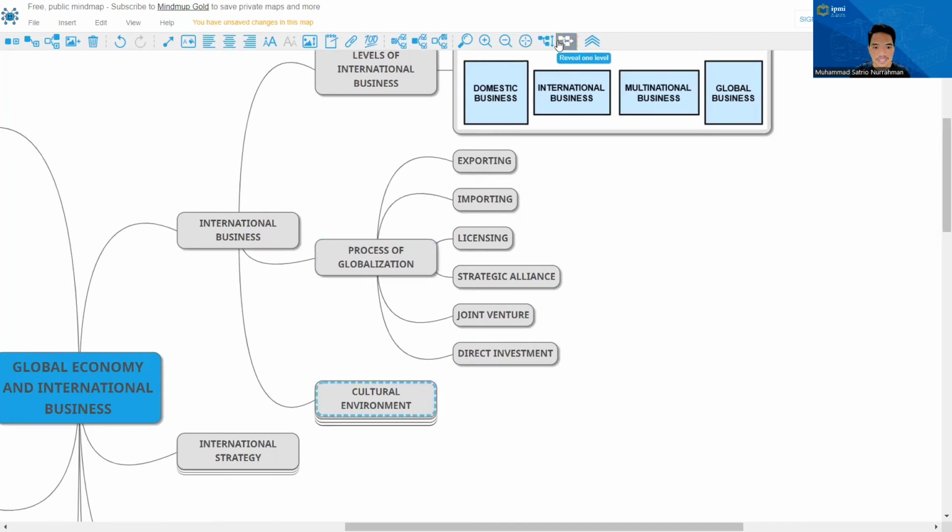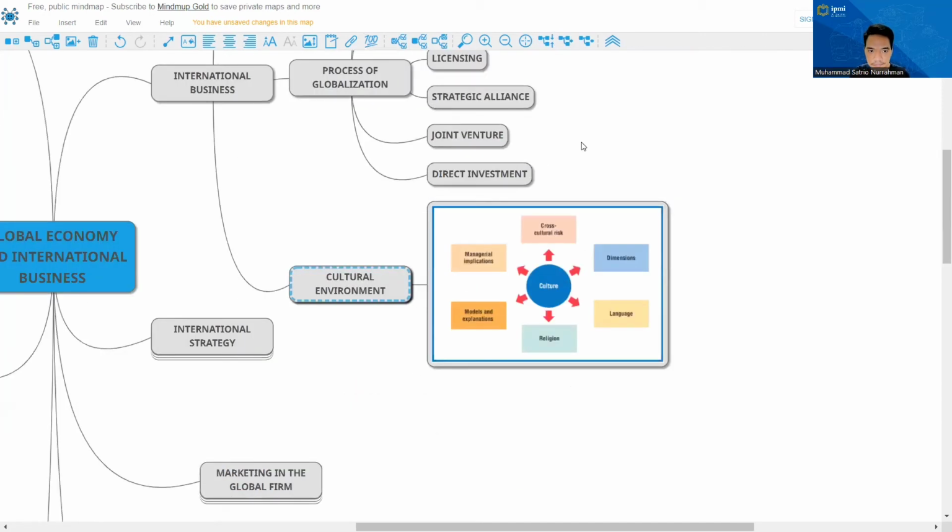And the next topic is cultural environment. For the cultural environment, there are 6 elements that we can divide. The first one is cross-cultural risk. The second is the dimension of culture. And then the next one is the language of culture, the religion of culture, the models and explanations of culture, and the last is the managerial implication of culture. So next, let's move to the next topic from this course.